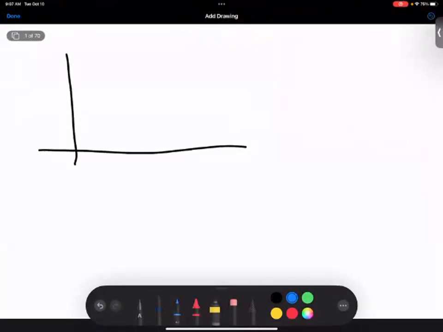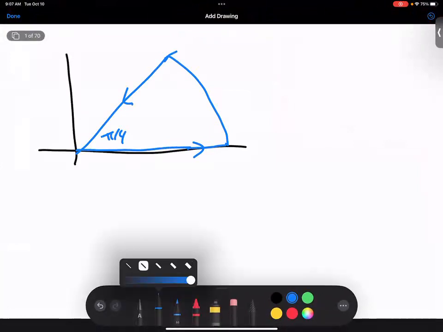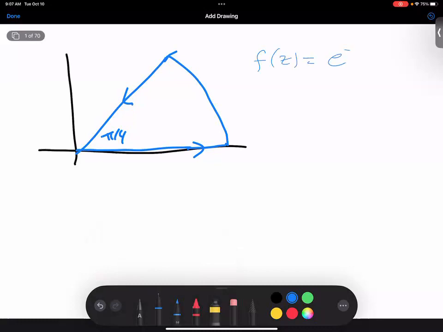Something like this. And then the contour we're going to have, we come along the x-axis, come up to 45 degrees, not drawn to scale, and then come down like this, where this is pi over 4. And they want us to integrate the following function. So f of z is e to the negative z squared, and the angle is pi over 4. And we're given the following.